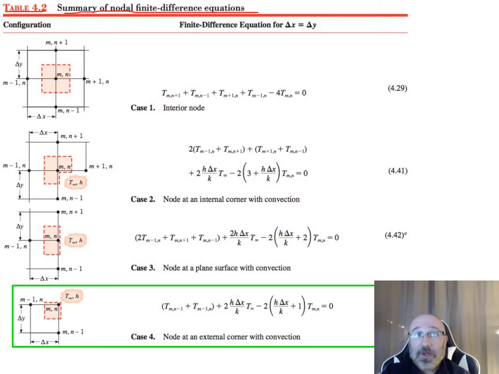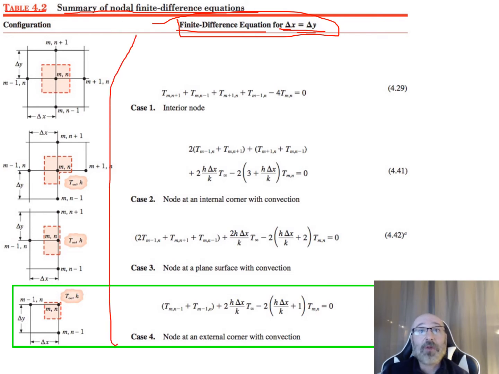And take note again, right at the top of this table, it tells us that assumption. These are the finite difference equations for the case when our delta x is equal to our delta y. So that is specifically for these equations right here, the equations in this column for that specific case, our 4.29 all the way down to our 4.43. So for each of these cases, let's take a look at those.